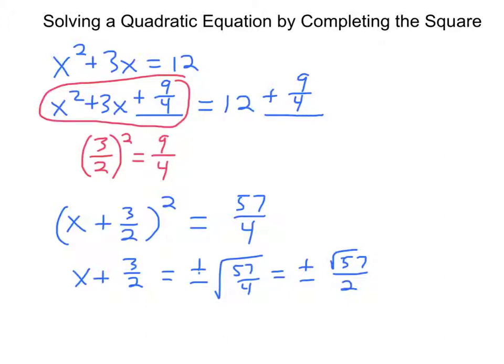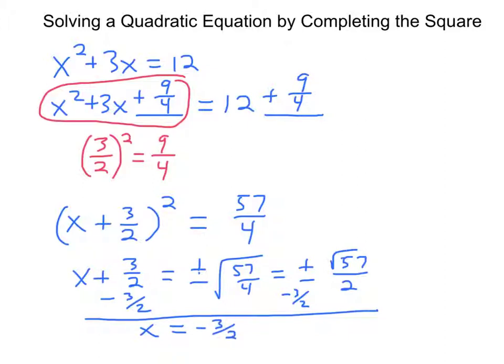And then we're going to subtract 3/2 from both sides to get the x alone. And we'll write that first on the left side. So we end up with x equals negative 3 over 2 plus or minus the square root of 57 over 2.